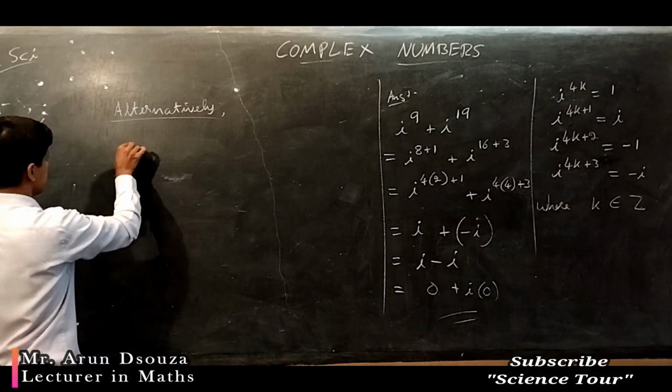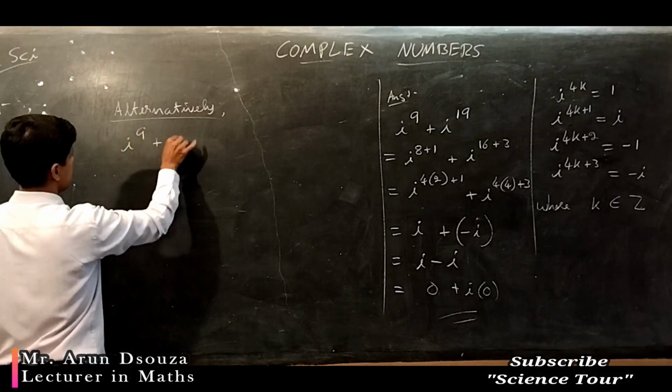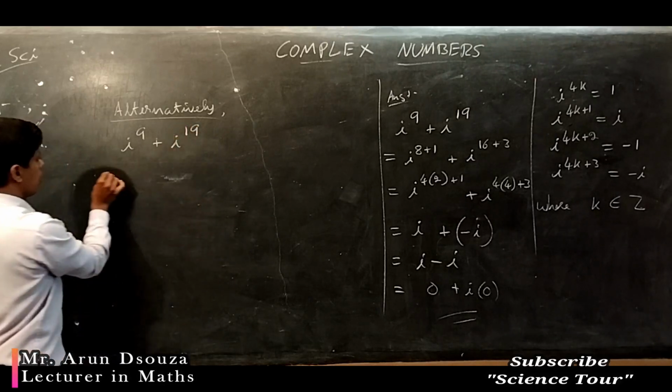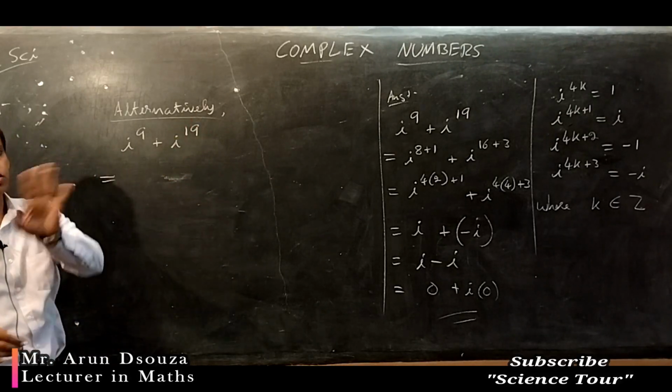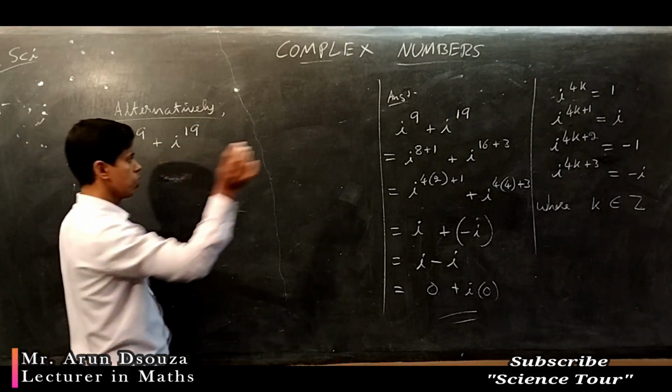So this is i raised to 9, i raised to 19. What I'll do here is I will not use the formulas.